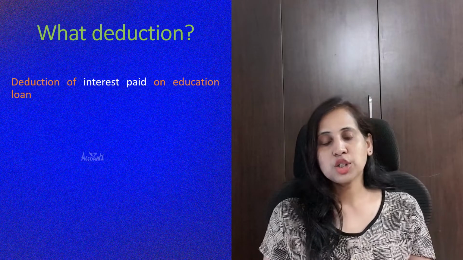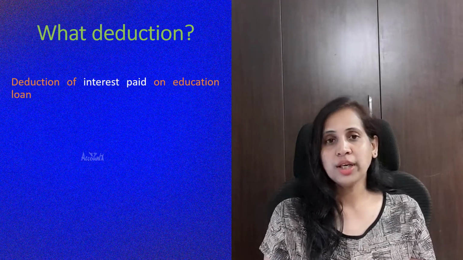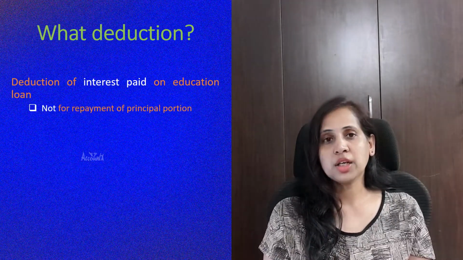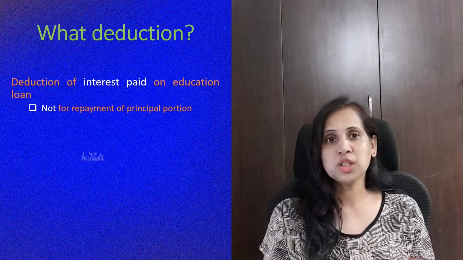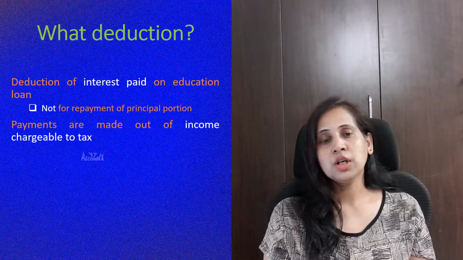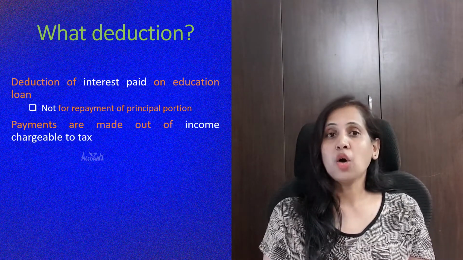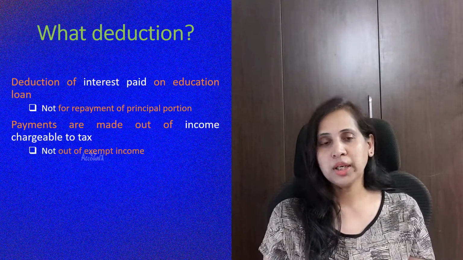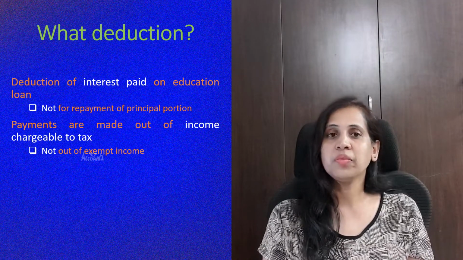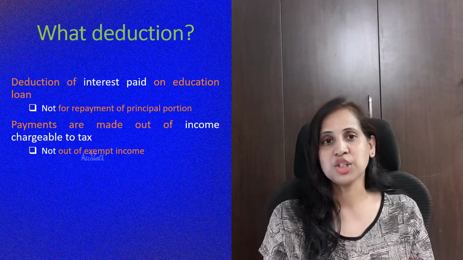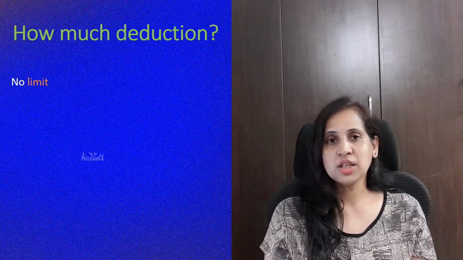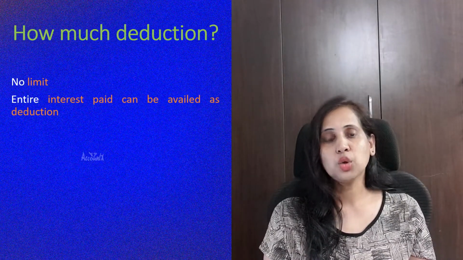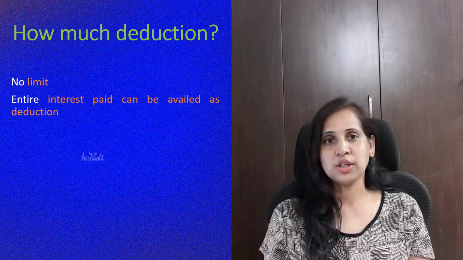Now, what kind of deduction can we avail? We can avail deduction of interest paid on education loan. In other words, we can't avail deduction in respect of repayment of principal portion. Further, payment should have been made out of income chargeable to tax. In other words, if you are making payment out of exempt income, then you will not be able to avail this deduction. How much deduction can you get? There's no limit as such. The entire interest that you pay can be availed as deduction.